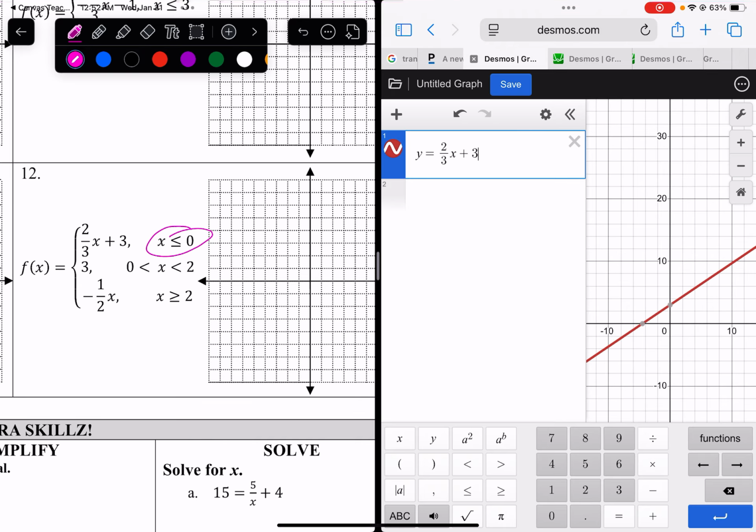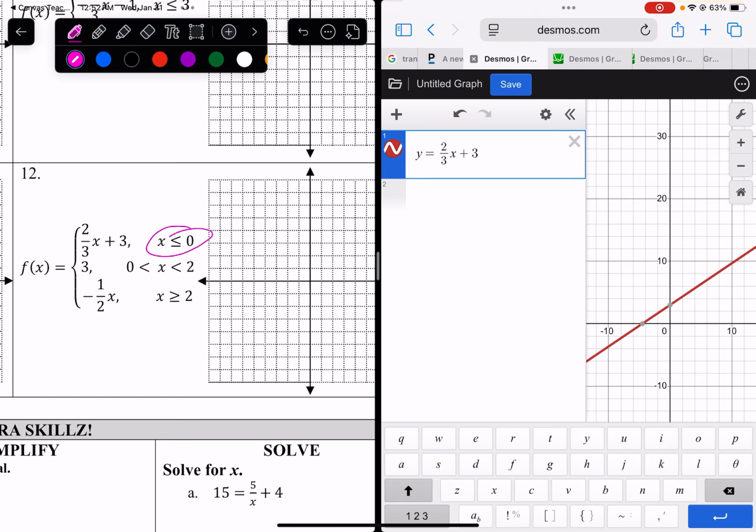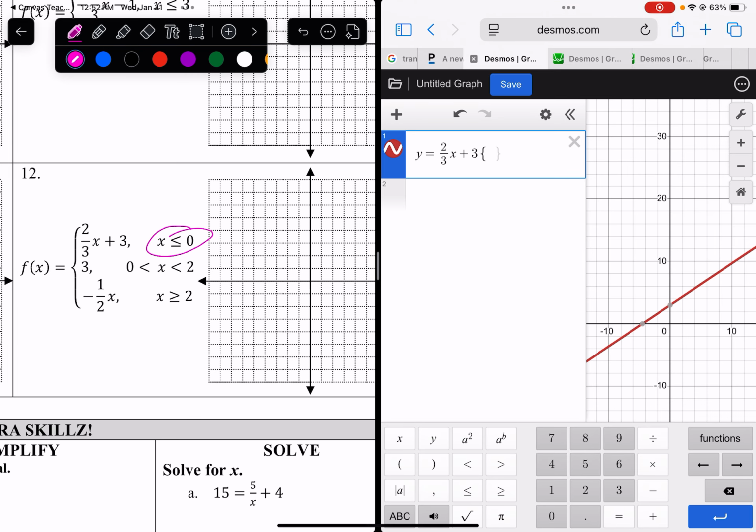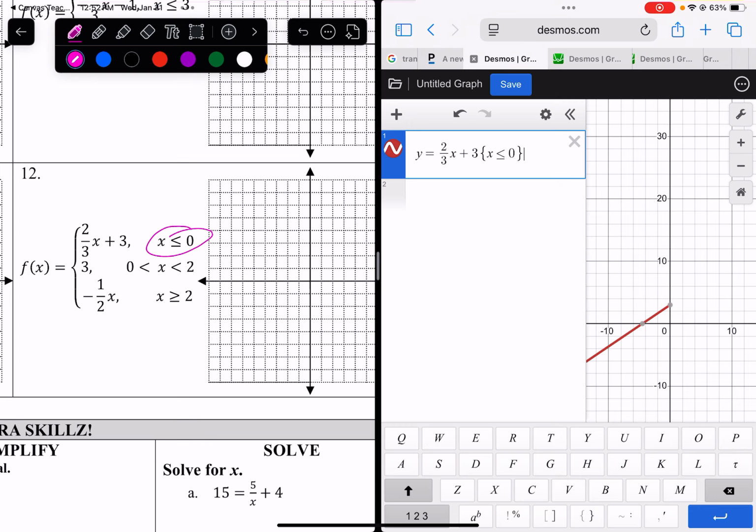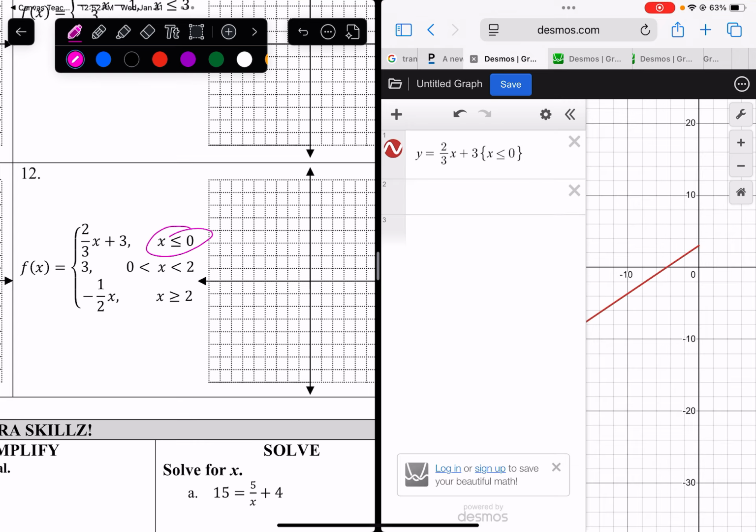The way you get it to do that is you need the curly bracket. If you click on the keyboard on Desmos and click ABC, down here next to the brackets, you'll see these curly brackets. You put that in there, then type in x, and you can see they have the inequality symbols. I'm going to do x is less than or equal to 0, and then I go to ABC, shift, and then I can close it. What it does then is only graph it over the x values that I want, okay?